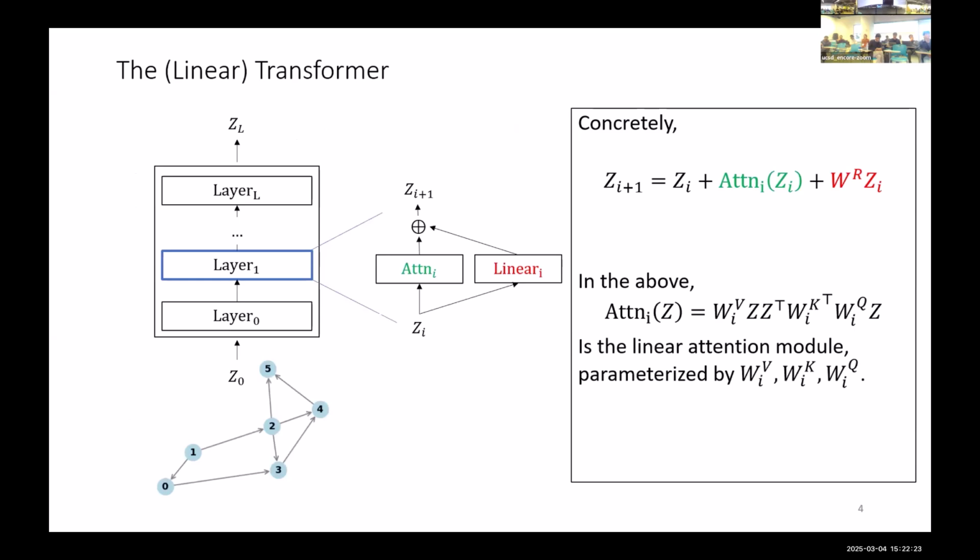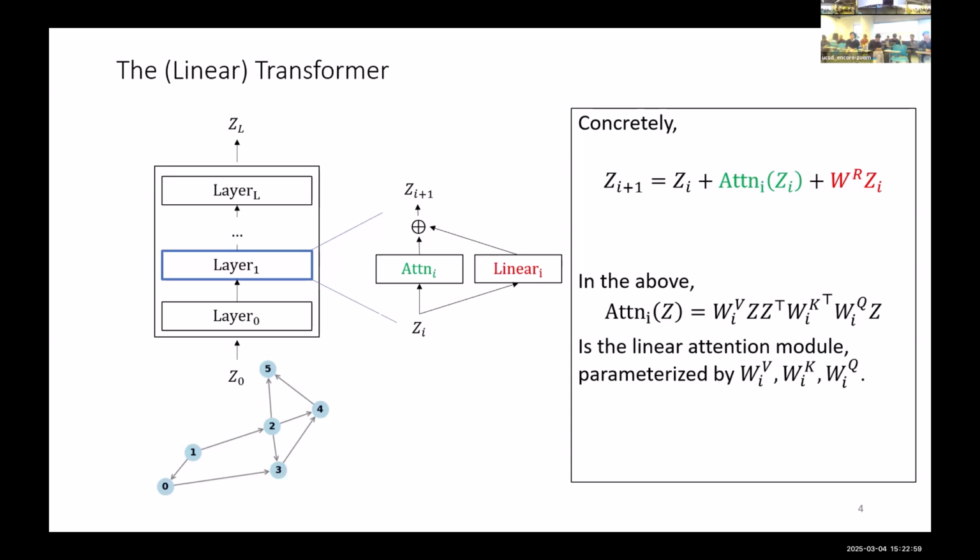So this is what I mean by the linear transformer that we'll be looking at for most of this talk. The input is some Z, which is a matrix. Think of it as a stack of tokens, which I'll define later. It's got a bunch of layers. Each layer consists of an attention module, specifically a linear attention module, plus a linear transformation. So it's kind of as if I took a standard transformer, took out the nonlinearity, replaced the MLP layer by a linear layer, and then put them in parallel.